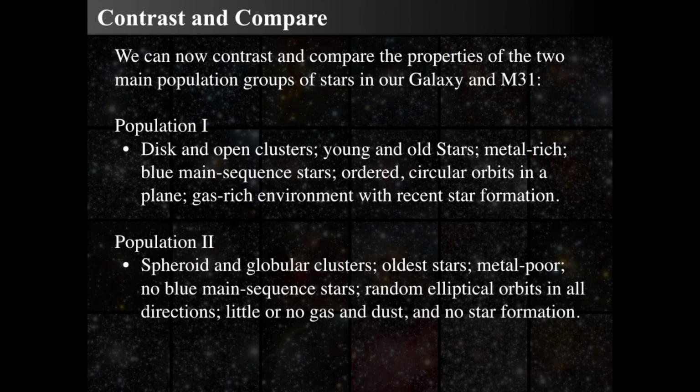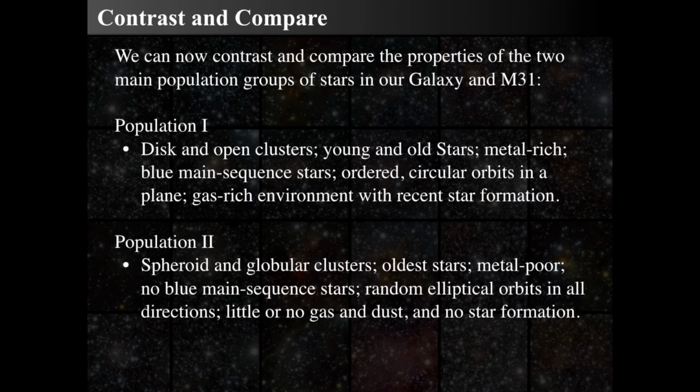In population 1, they're in the disk, and they're primarily in open clusters. They're young and old stars. They're metal rich, and if there are blue main sequence stars, they're there. They're in ordered circular orbits in the galactic plane, and they're present in a gas-rich environment, with star formation already happening with them.